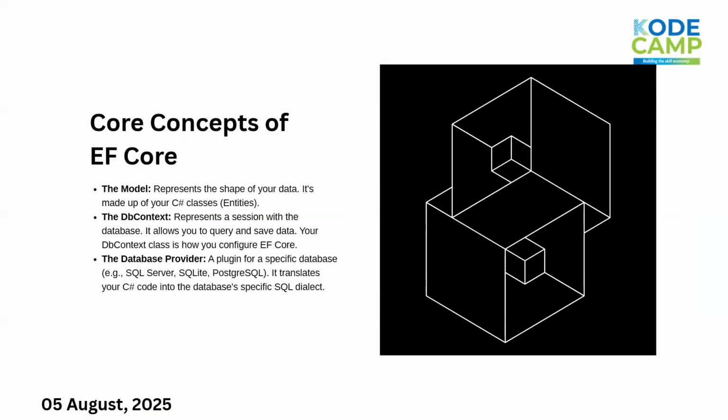Now, the core concepts of EF Core. What are those things we'll be seeing when we start using EF Core in our C Sharp project? So the first one is the model. This is simply your collection of C Sharp classes that defines the structure of your application's data, like the to-do application we are currently on.